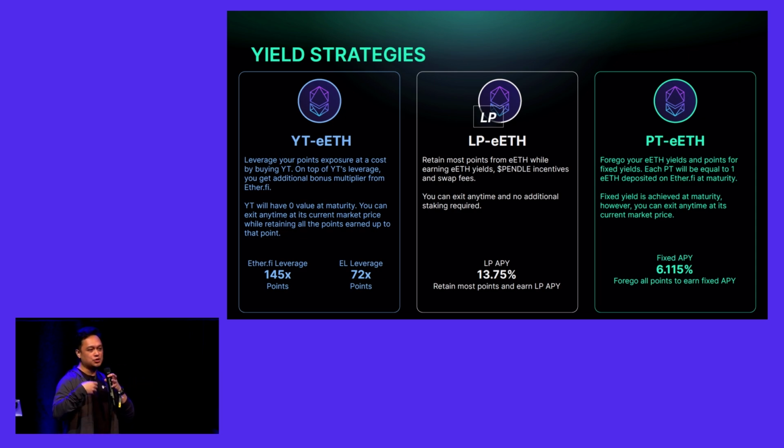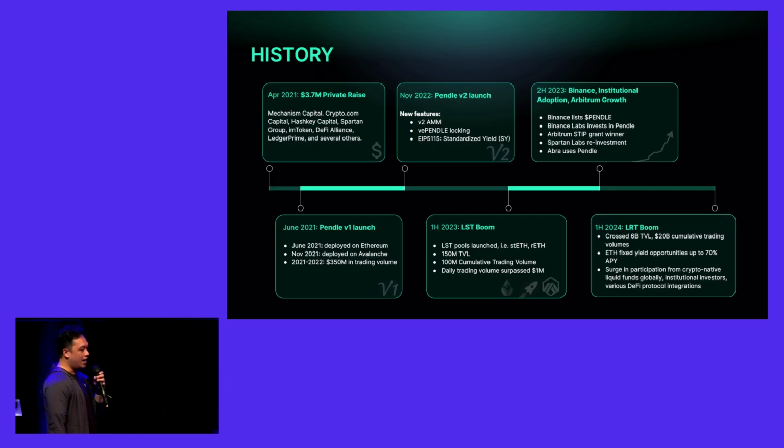And for LP, if you're just wanting to provide liquidity, earn those transaction fees and Pendle incentives, then you can just add liquidity into the AMM and get exposure to all those yields, but on top of that, those AMM fees. And just a brief history, right?